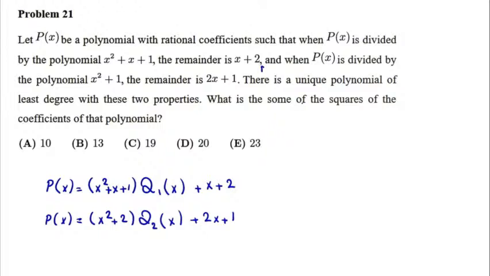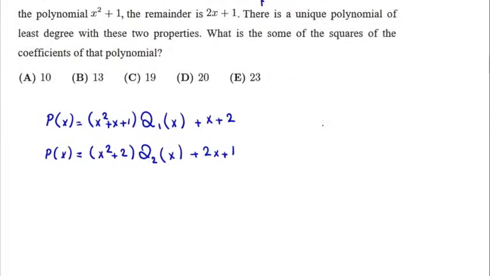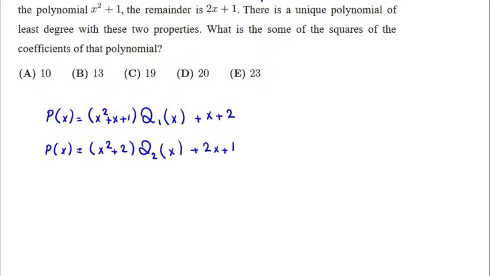What is the sum of the squares of the coefficients of that polynomial? We always know, because we've divided by x squared plus x plus 1, consider the degree of p of x. It cannot be 0, because if it is constant and we divide it by something like this, the remainder will be 0. So constant is not possible. If the degree is 1, then for example it will be ax plus b. So let's check this one.